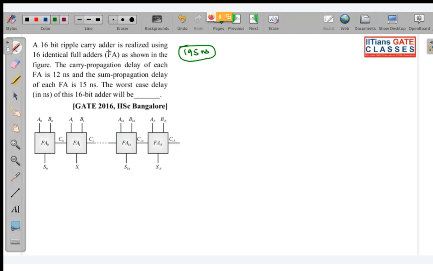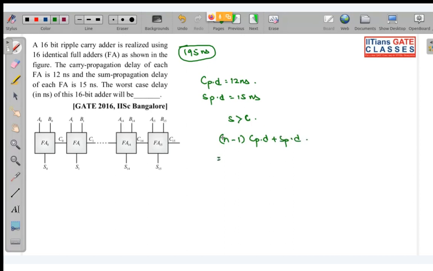A 16-bit ripple carry adder is realized using 16 full adders as shown in the figure. The carry propagation delay of each full adder is 12 nanosecond and the sum propagation delay is 15 nanosecond. What is the worst case delay in nanosecond of the 16-bit adder? So it is said worst case delay. As sum propagation delay is greater than carry, your formula will be n minus 1 into CPD plus SPD.